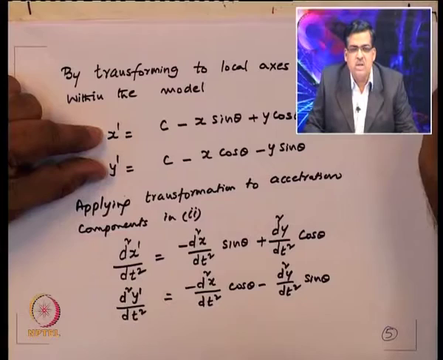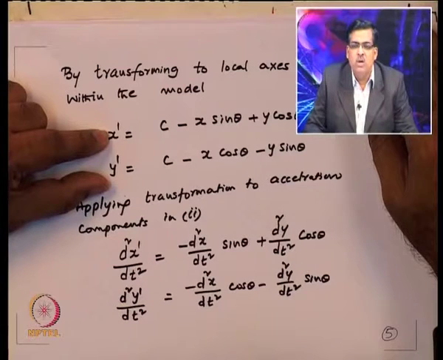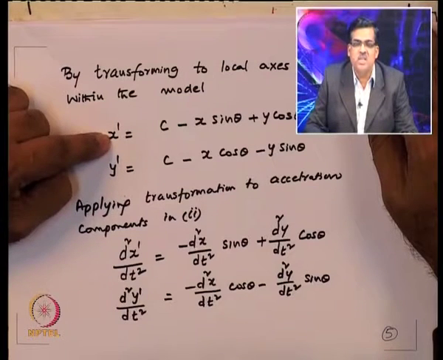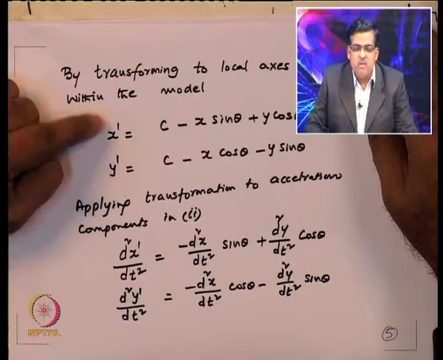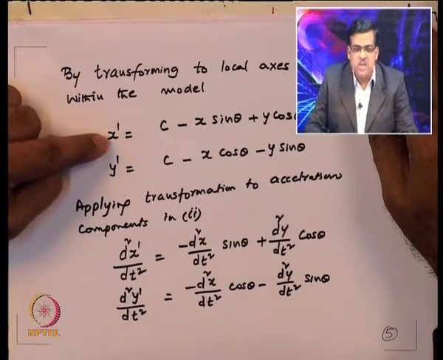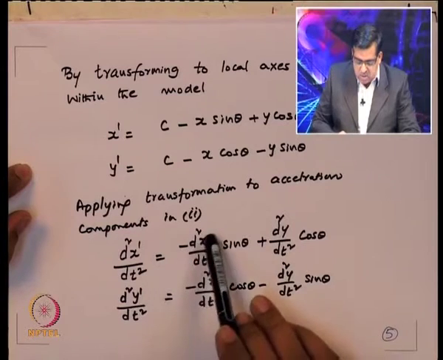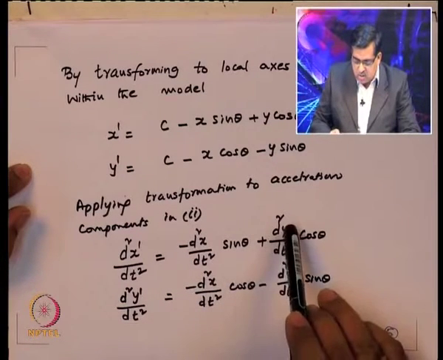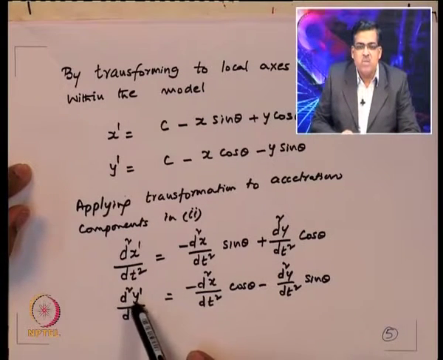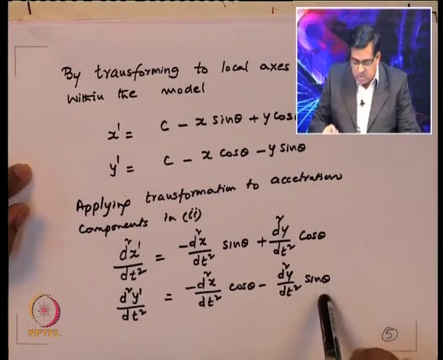In order to get the local accelerations with reference to the axis within the model, first you do the differentiation, get dx dash by dt, and then after further successive differentiation, what we get is d square x dash by dt square. So the d square x dash by dt square term works out to be minus d square x by dt square into sin theta plus d square y by dt square cos theta. Similarly, in the y dash direction, d square y dash by dt square is equal to minus d square x by dt square cos theta minus d square y by dt square sin theta.